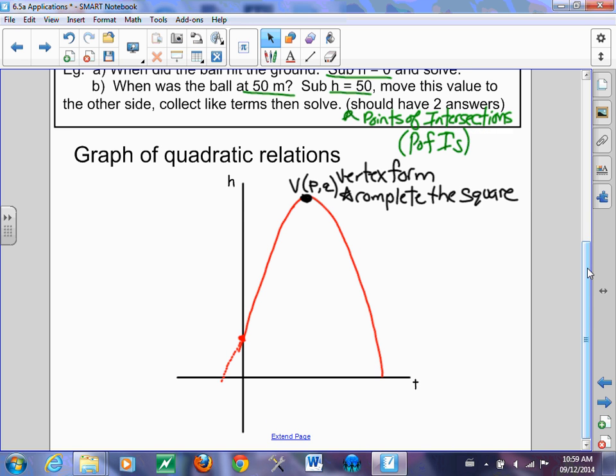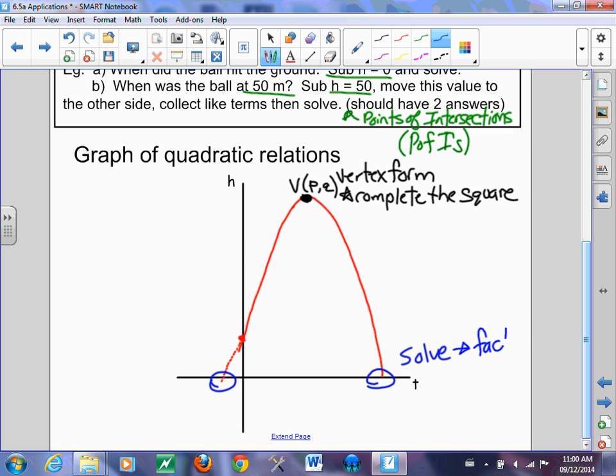The aspect from last unit that we focused on were the zeros. When did the ball hit the ground? This is what you had, and this was a solve. When we solved, we had to either factor or put it into the quad formula. So, factor or quad formula. That's one example of symmetry points, and you solve.